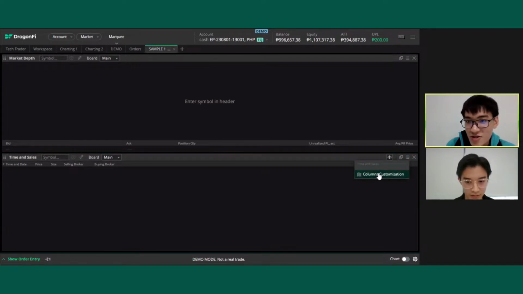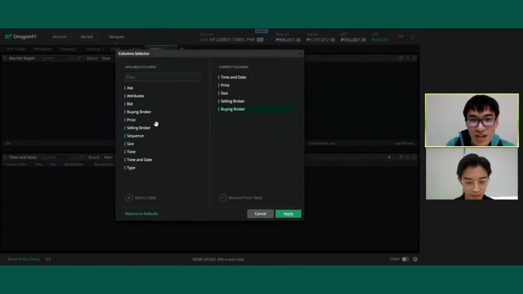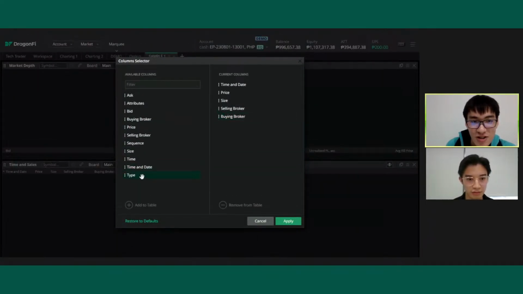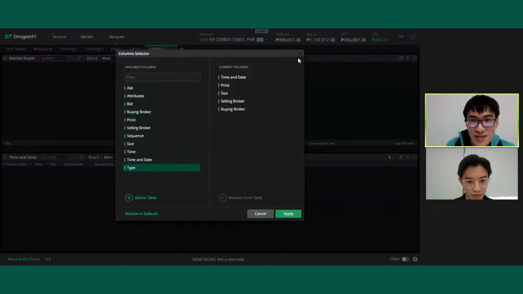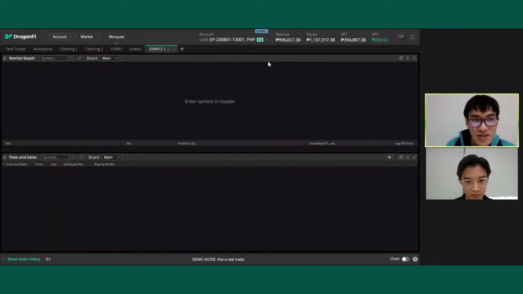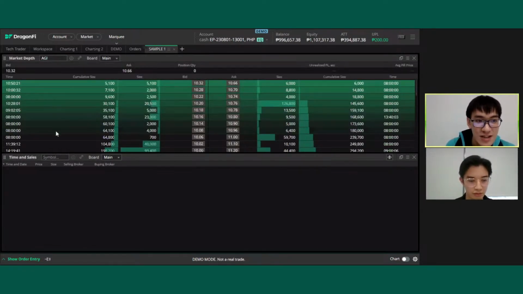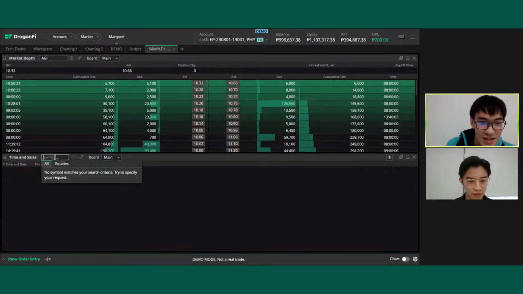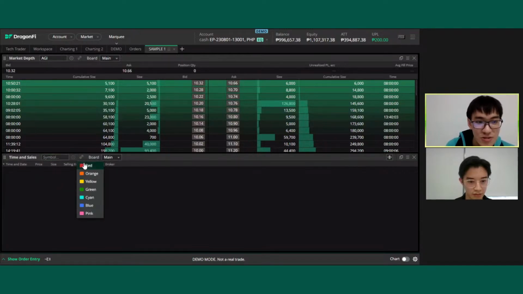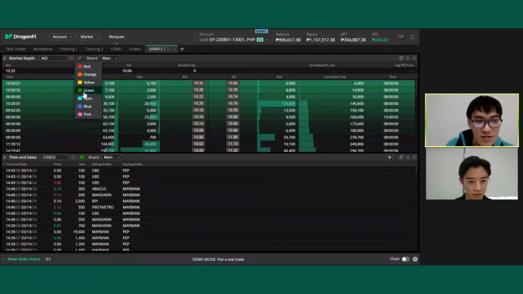So you can also adjust whatever information you want. Input here, all these different types. So it's all customizable, right? So let's say AGI, just search it there. Then just link it to the market depth. So let's say green again, green again.